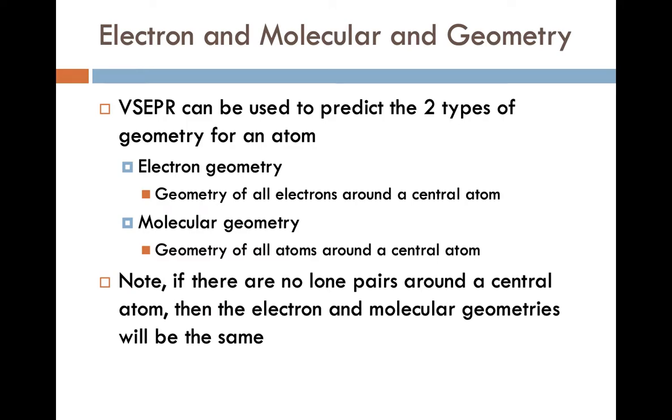Now, if there are no lone pairs on our central atom, one of the things that will come out of that is that our electron and molecular geometries will actually be identical to each other. They will be the same.